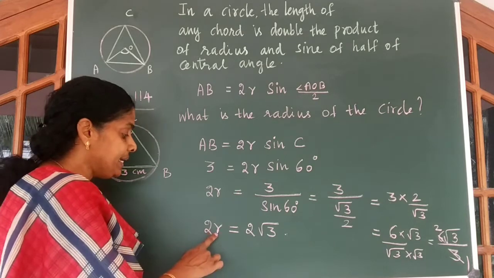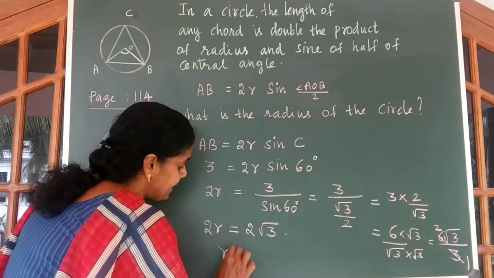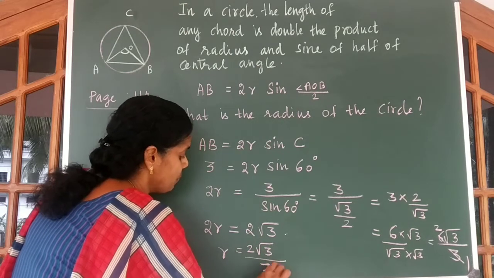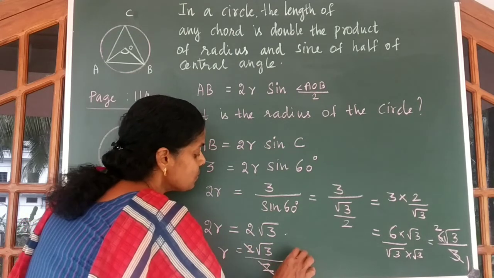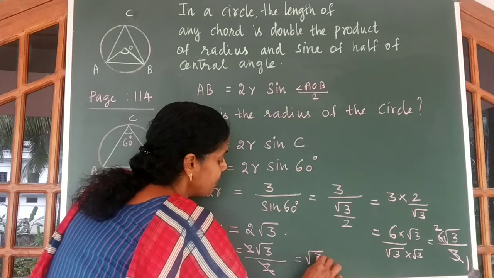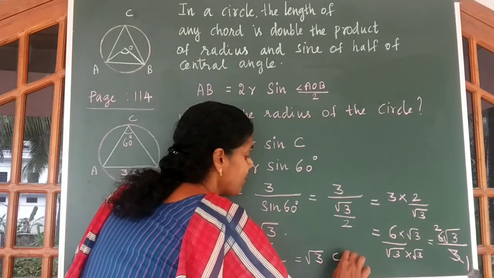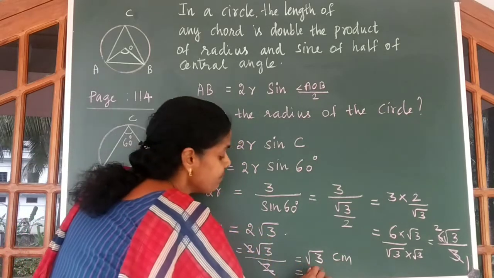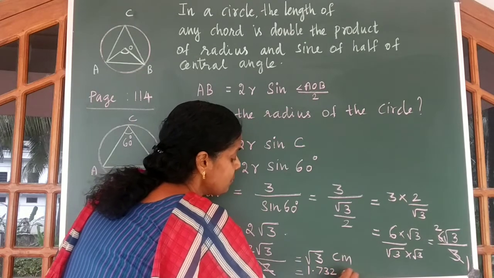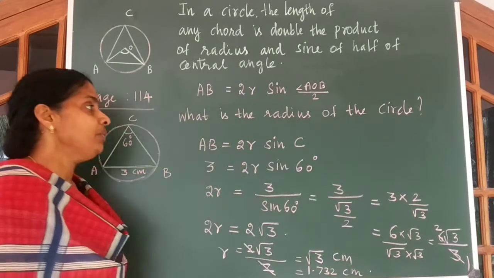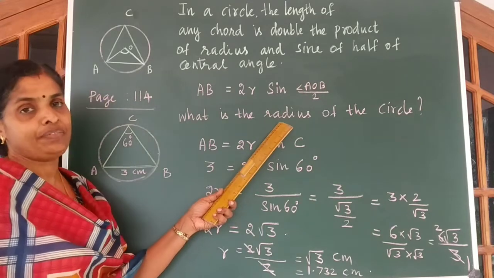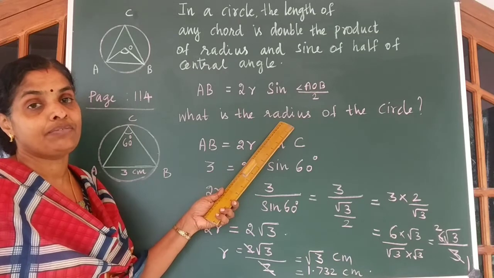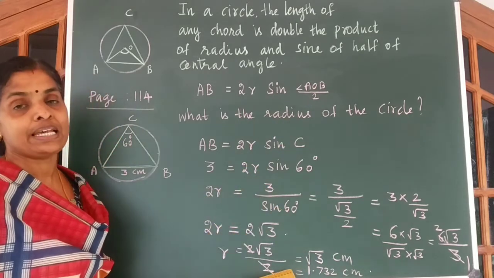Now we need only the radius. So we can write radius is equal to 2 root 3 divided by 2. 2 cancels with 2. So you got r is equal to root 3 centimeter. Or otherwise we can write the approximate value of root 3 as 1.732 centimeter. So this is how we find the radius of the circle. Now using this idea, we can write a formula for the diameter of a circle.